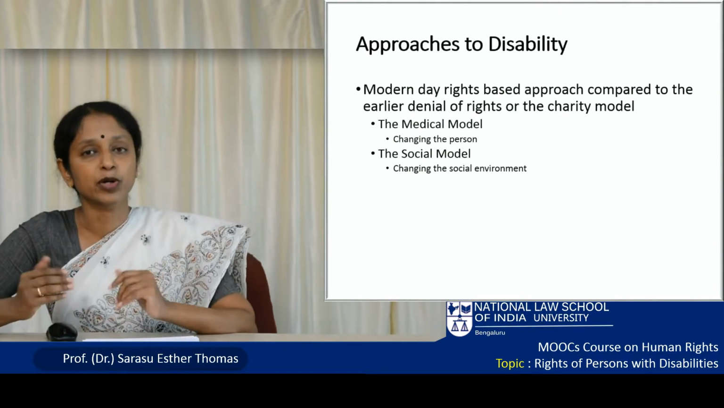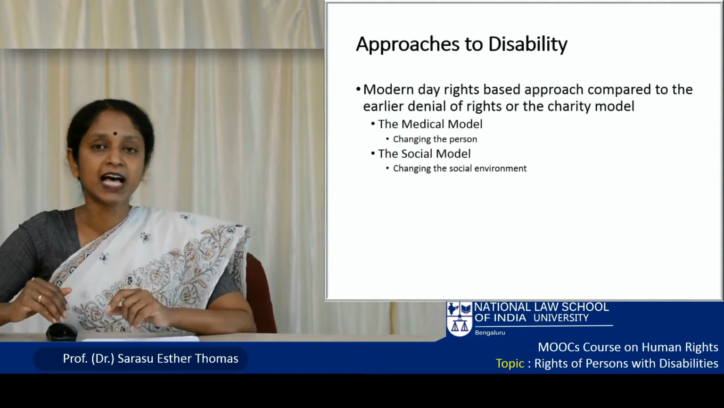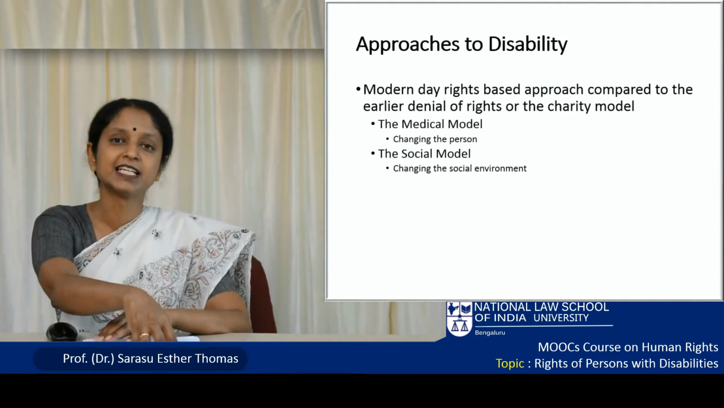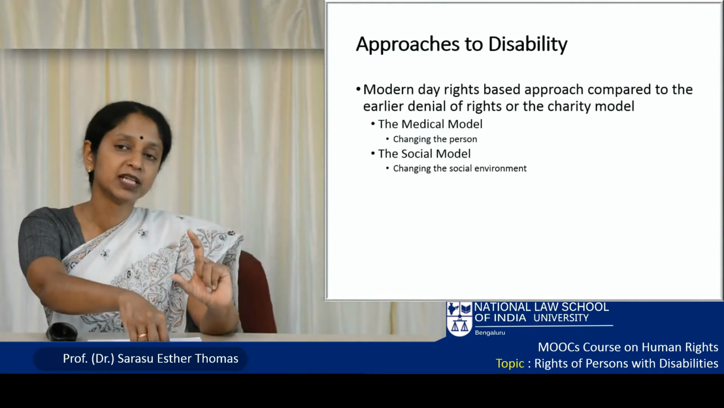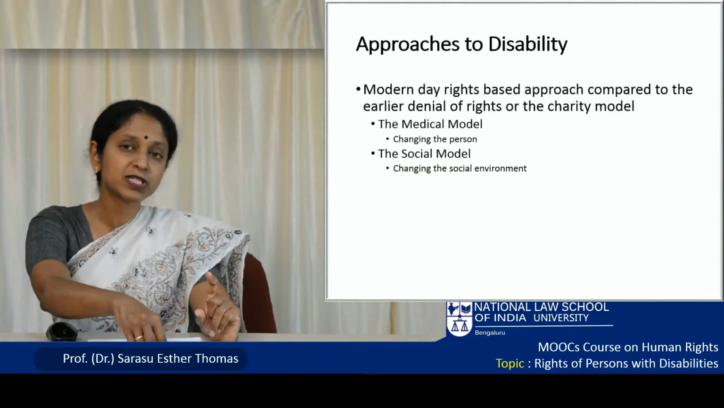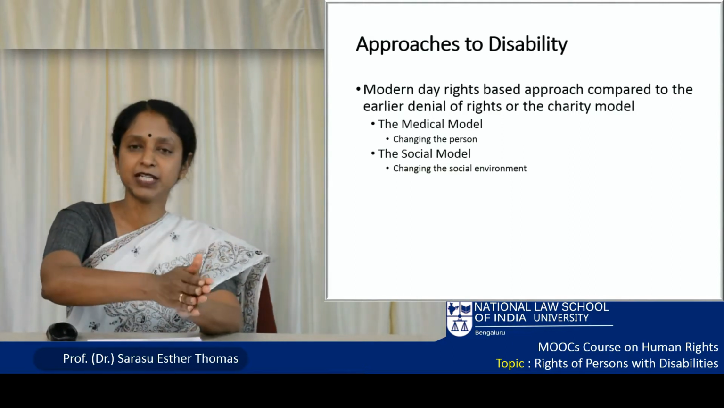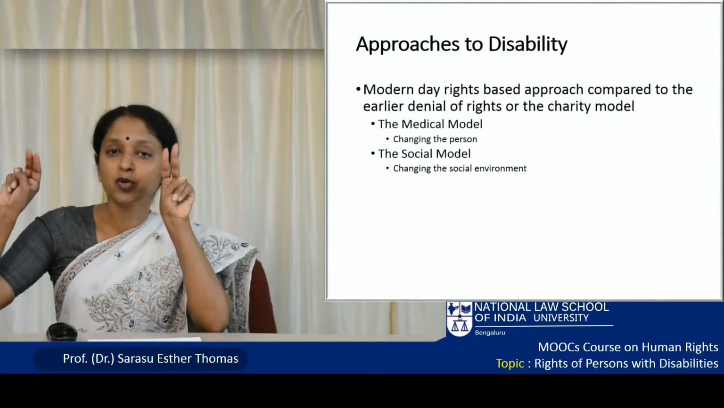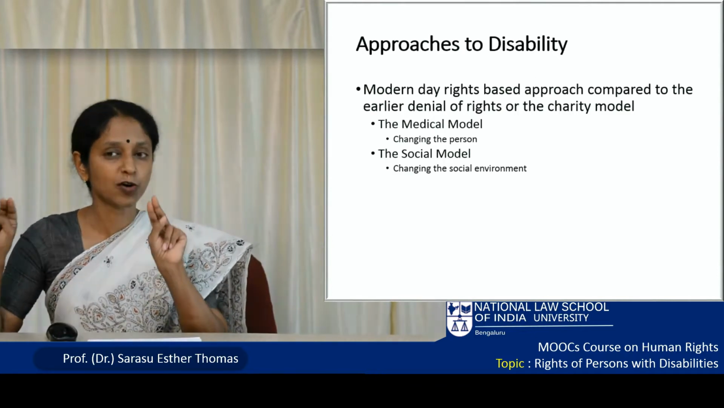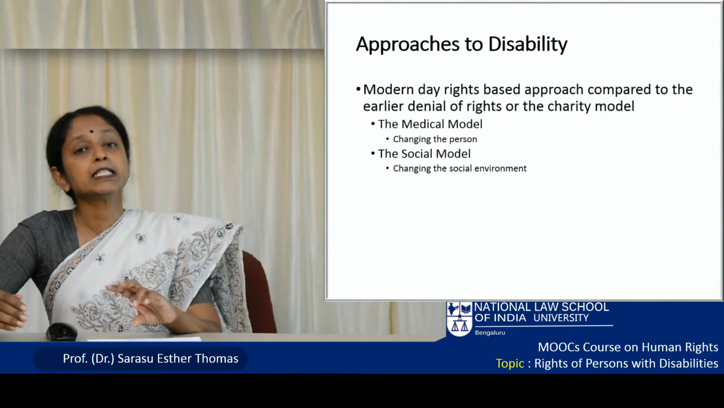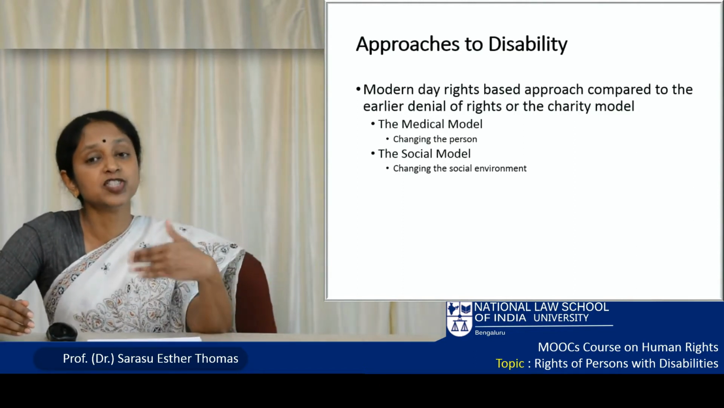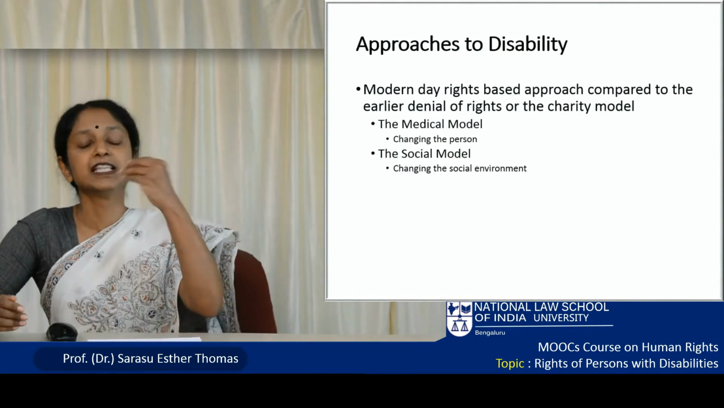Now, there are two main models which are often used to study disability. One is the medical model. The medical model looks at disability, of course, as a medical condition, and it focuses on the individual who has a disability. So it tries to make a person with disability as much, quote unquote, normal as possible. This is a wrong word to use. That is what the medical model focused on. So it thought of changing the person to fit the environment.